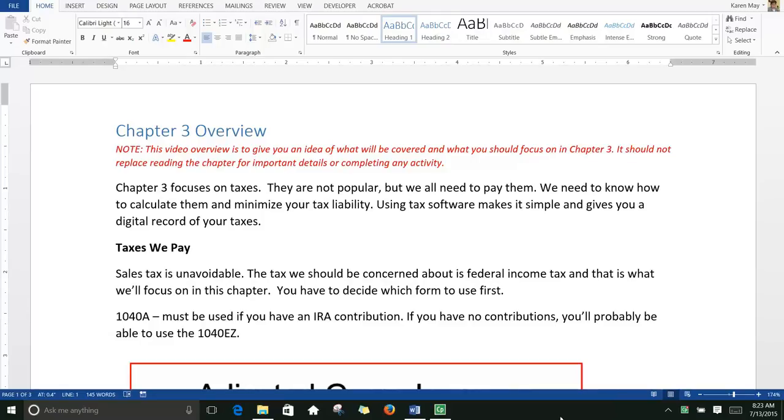This is the video overview for Chapter 3. Chapter 3 focuses on taxes. They are not popular, but we all need to pay them. We need to know how to calculate them and minimize our tax liability. Using tax software makes it simple and gives you a digital record of your taxes.